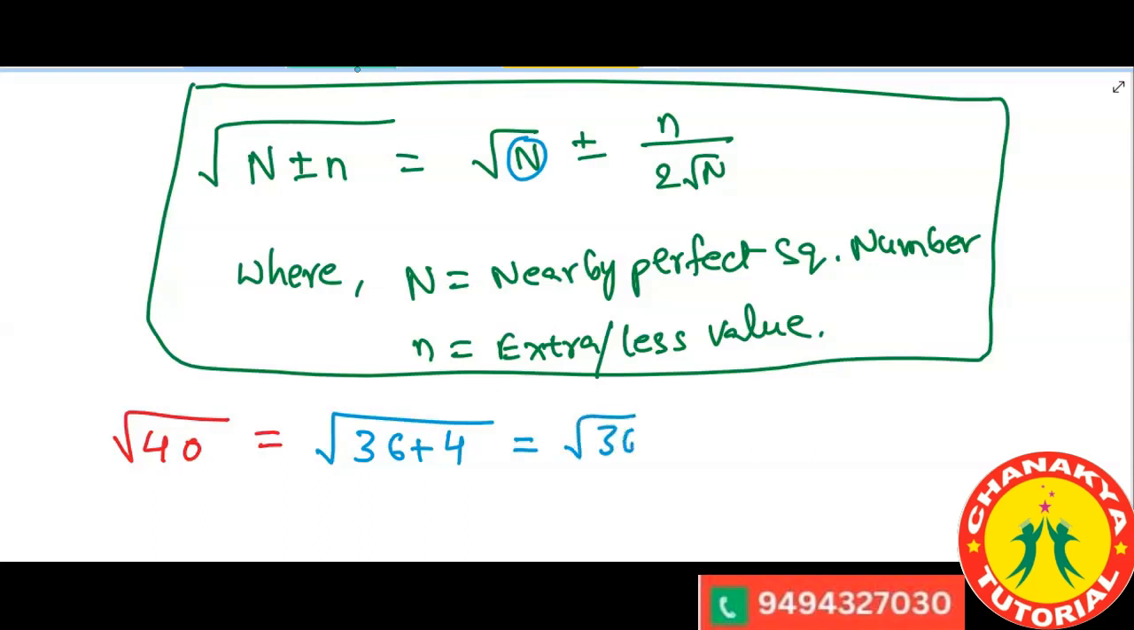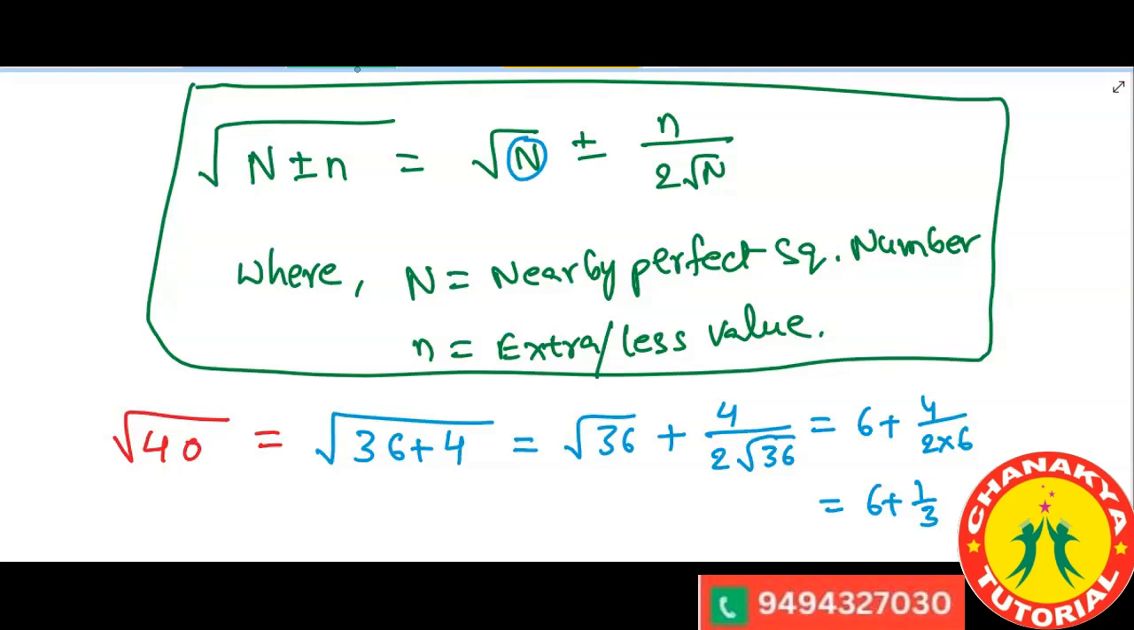Root 36, plus n by 2 root N. If it is plus, we use plus; if it is minus, we use minus. Small n is 4, so 4 upon 2 root 36. If you simplify, this is 6 plus 4 by 2 into 6. It is nothing but 6 plus 1 by 3, because in the numerator 2 2's are there, and in the denominator also 2 2's are there.